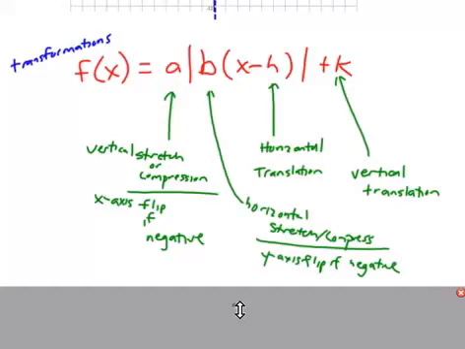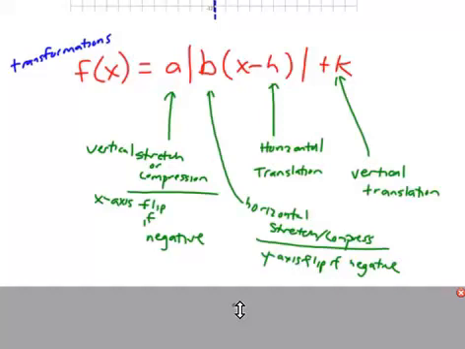B is not as common, not as many books use B, but if there were to be a number that's inside the absolute value but outside of a parentheses, notice how both A and B are in front of the x, then that would cause the V to stretch or compress horizontally or possibly flip over the y-axis. Now, in this particular case, if a V were to flip along the y-axis, it's not going to look any different. It's still going to look like a V.